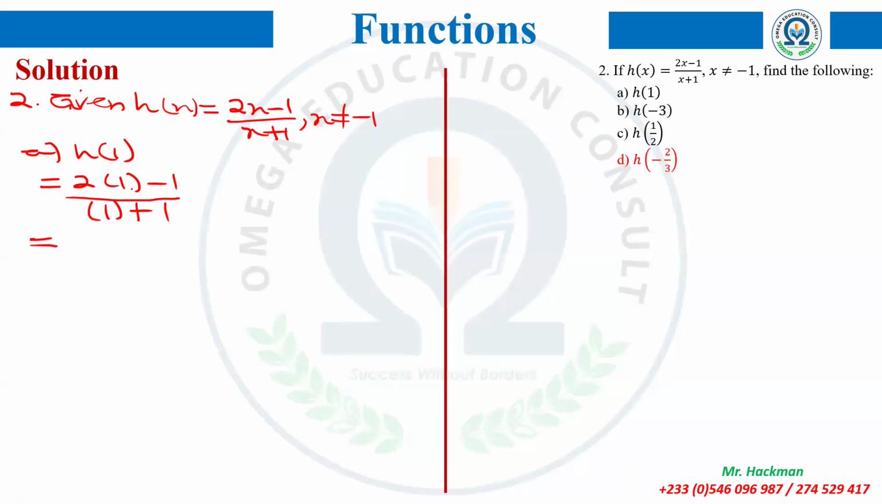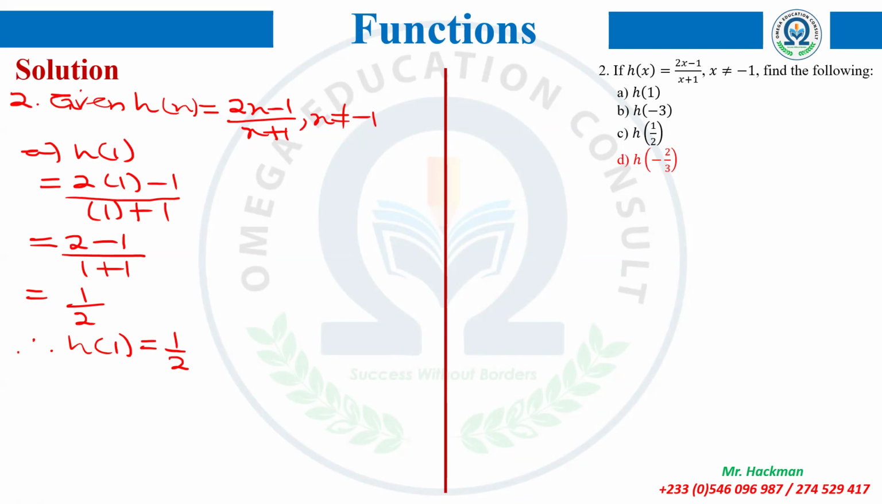So in this case, I go and remove the bracket. This will give me 2 times 1, which is 2, then -1 for the numerator. The denominator will give me 1 plus 1. So I'm going to get numerator 2 minus 1, which is 1, then over 1 plus 1, which is the denominator 2. So now you are done. Therefore, h of 1 is equal to 1 over 2. And we could have concluded here as well. Is my point well made? Yes, please. Okay, wonderful.